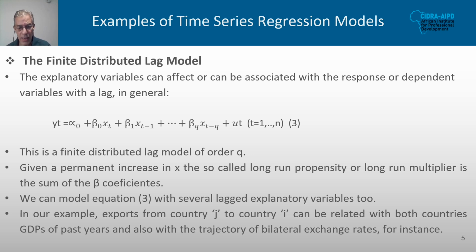We can model equation 3 with several lagged explanatory variables too. In our example, exports from country J to country I can be related not only with GDP of this year, but with GDP of former years, of past years, and with the trajectory of the bilateral exchange rate between the two countries.